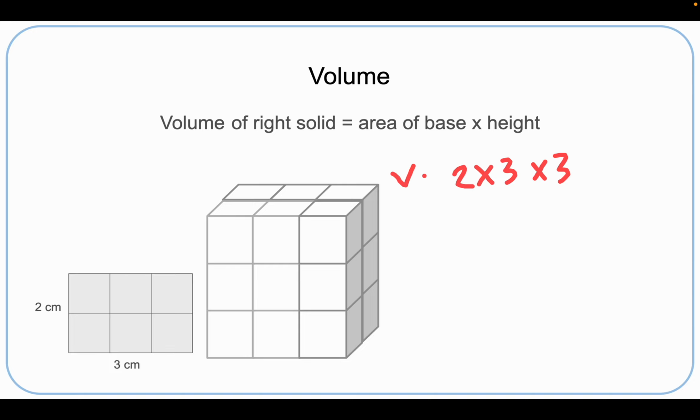We put V for volume, volume equals, and 2 times 3 is 6, so our base is 6 centimeters squared, and then we multiply it by 3 for the height, so that would give us 18 cubic centimeters, which is exactly what we noted before.